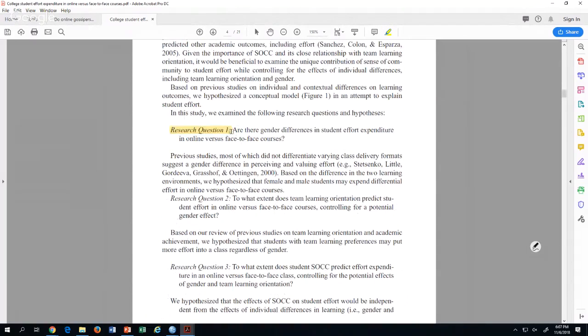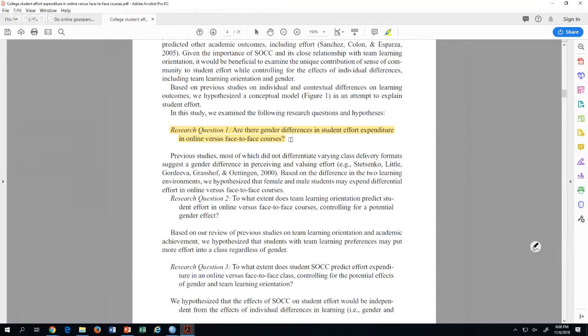Yeah. Yes. Which ones of these were specific for ANOVA? The first. Just the first one really used ANOVA. The other ones were regression and some other analyses. So that's really the only one that I wanted you to focus on. Are there gender differences in student effort expenditure in online versus face-to-face courses? From that, we can kind of get what the factors are.